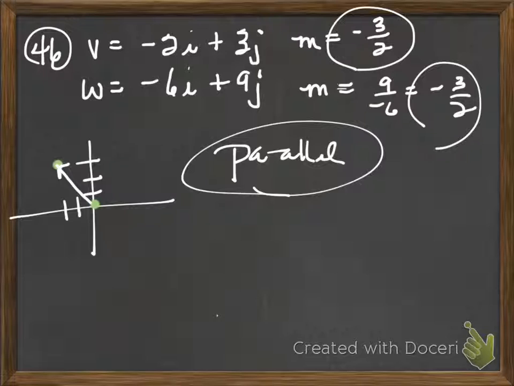So all you really have to do is find the slope. When you find the slope of a vector, you're doing the j component divided by the i component, because that's your y over your x. If you graphed it, you would see what we're doing here.